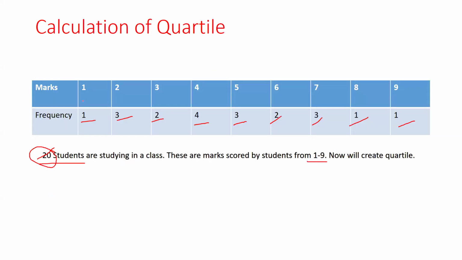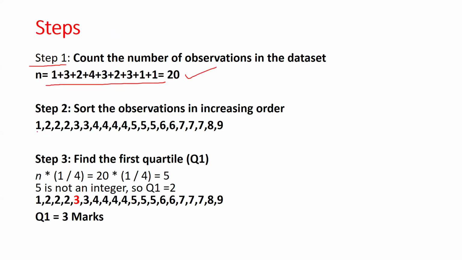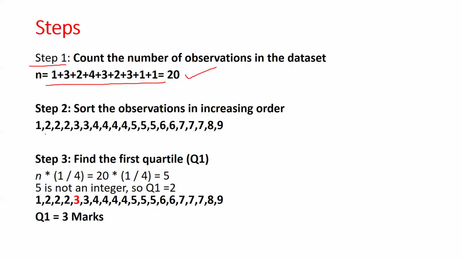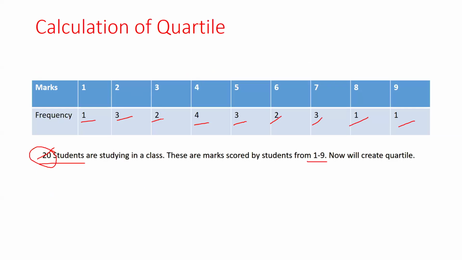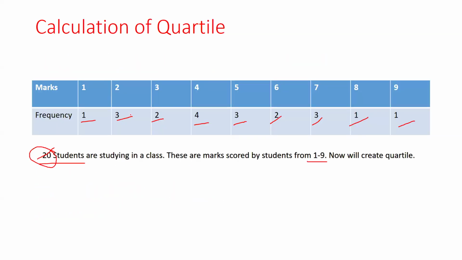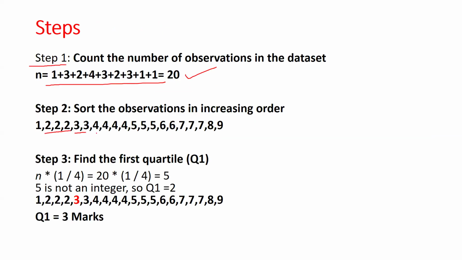One mark was scored by only 1 student, so 1. Then 2 marks have been scored by 3 students, so thrice we wrote 2, 2, 2. And 3 marks have been scored by 2 students, so here is 3, 3. And 4 marks were scored by 4 students. Now you can see we have arranged all these frequencies in increasing order.